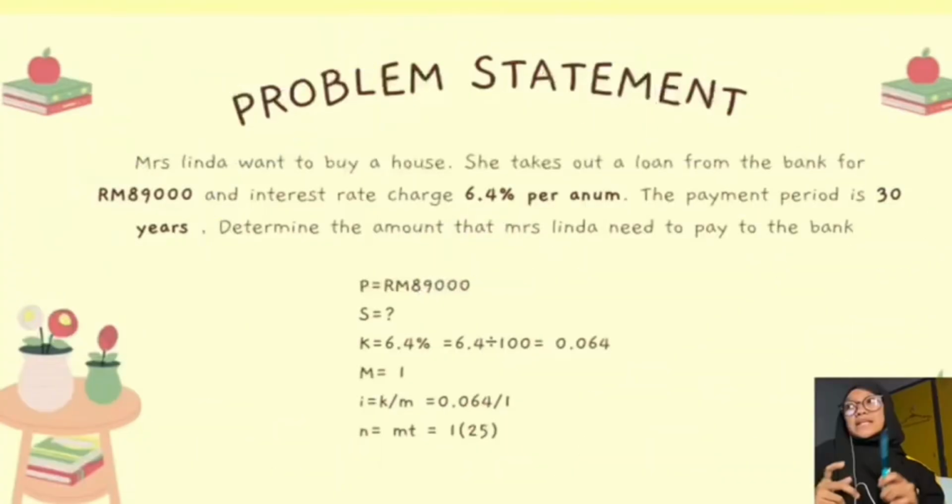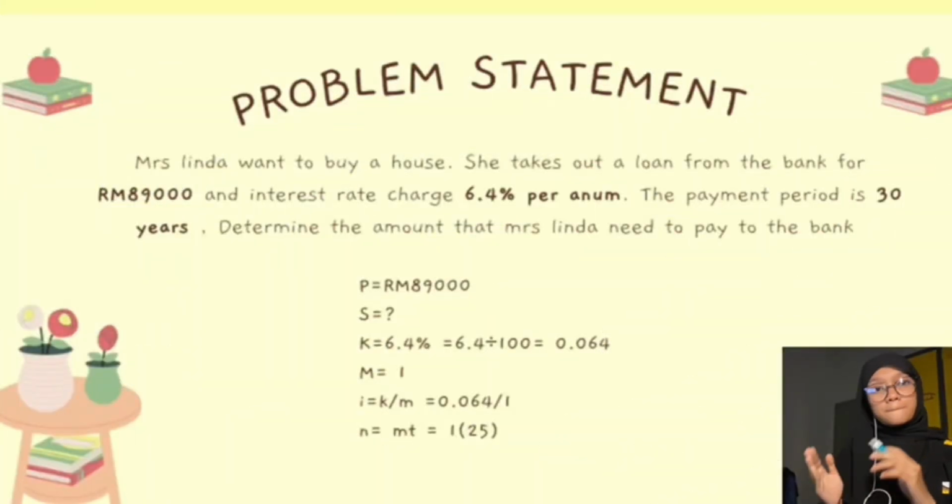Here is the question that we want to solve together. Mrs. Linda wants to buy a house. She takes out a loan from the bank for RM 89,000. The interest rate charged is 6.4% per annum. The payment period is 13 years. Determine the amount that Mrs. Linda needs to pay to the bank.